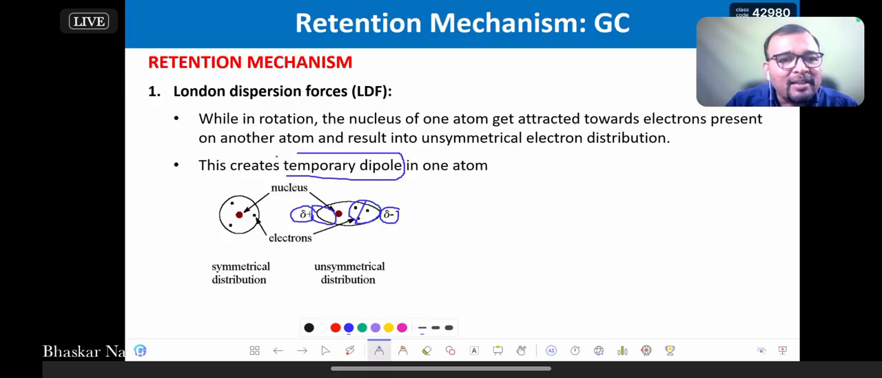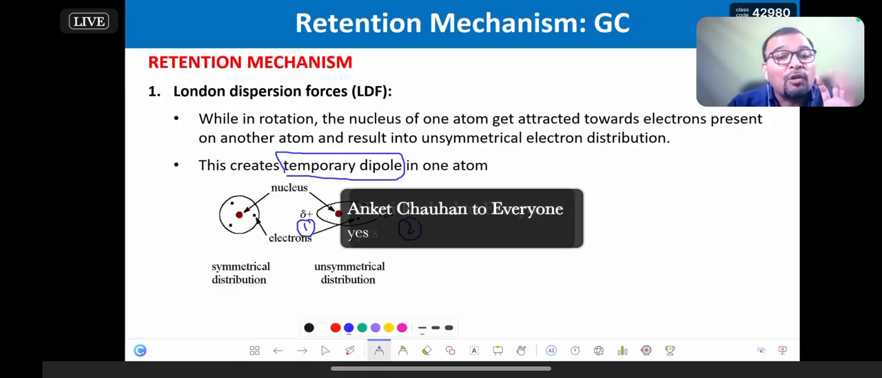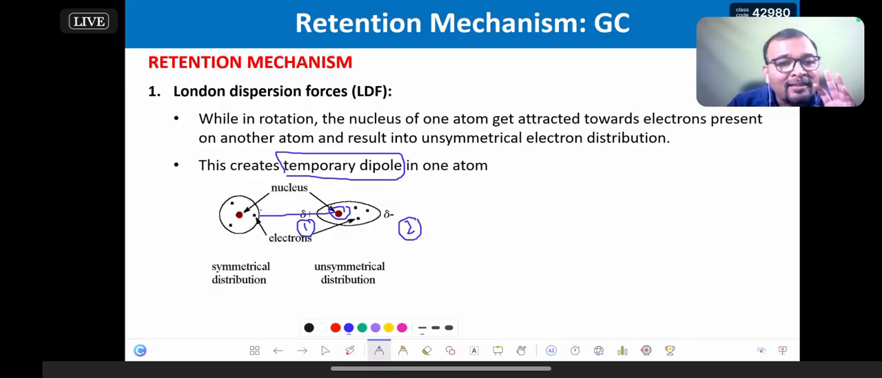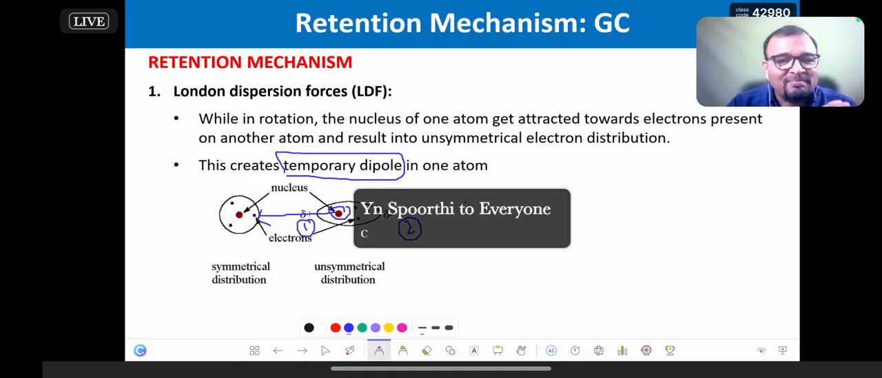Do you see the temporary dipole? Yes or no? Di means two and poles means charges. So there are two charges, two poles present on this particular atom. This is one charge, a positive charge, and this is another charge, a negative charge. And this has taken place because of what? The attraction of this nucleus towards the electron of another atom. Are you clear until this point? I can see clear in the comment box. We got temporary dipoles now.